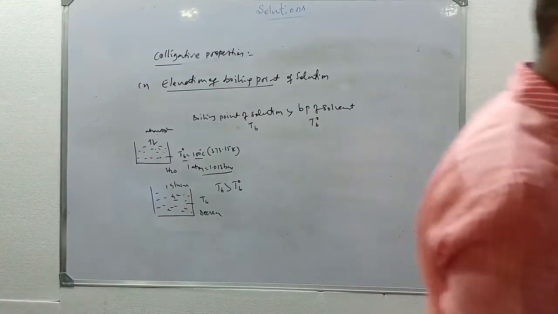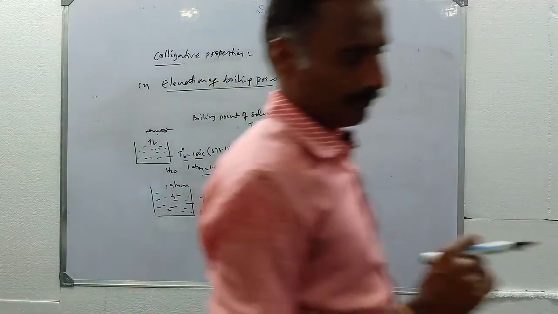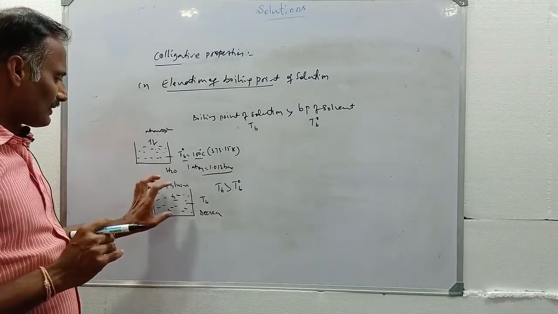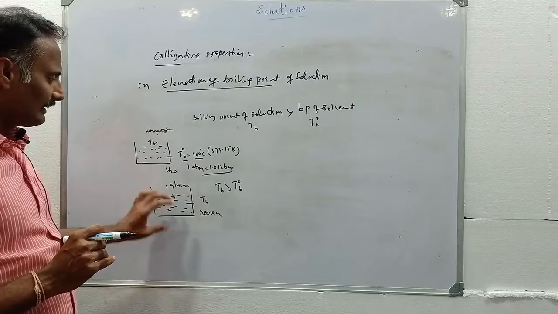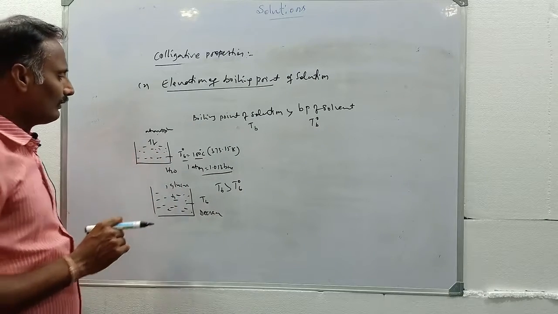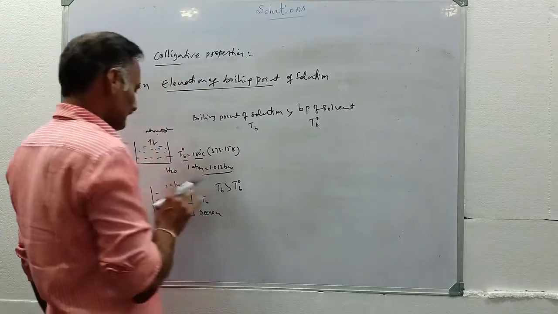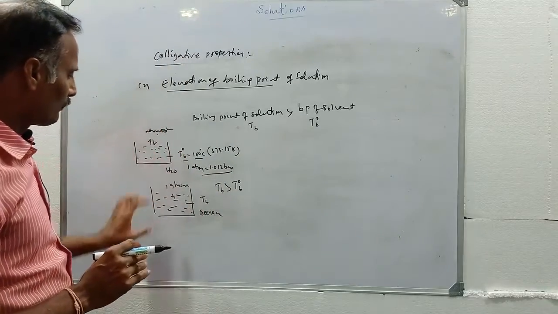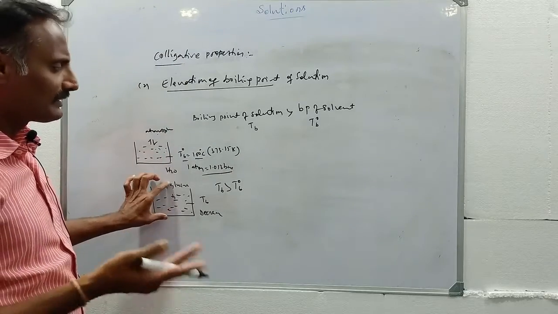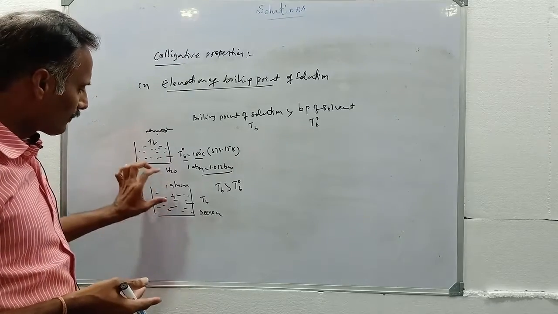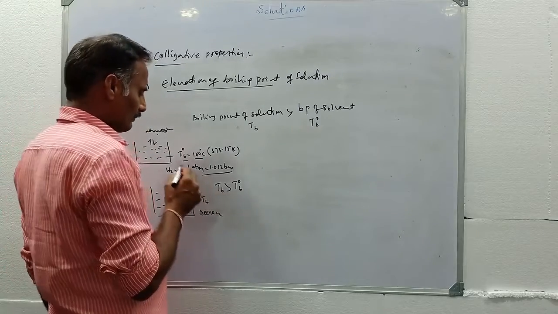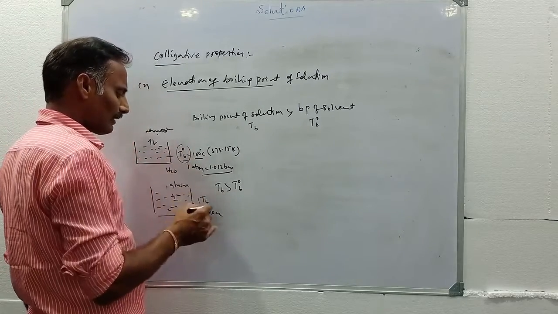The vapor pressure of the solution is decreased. A decrease in vapor pressure of a solution increases the boiling point of the solution. An increase in boiling point is nothing but elevation in boiling point. Elevation means increase in boiling point, and the boiling point of the solution is more than the boiling point of the solvent. This is the boiling point of solvent, this is the boiling point of solution.